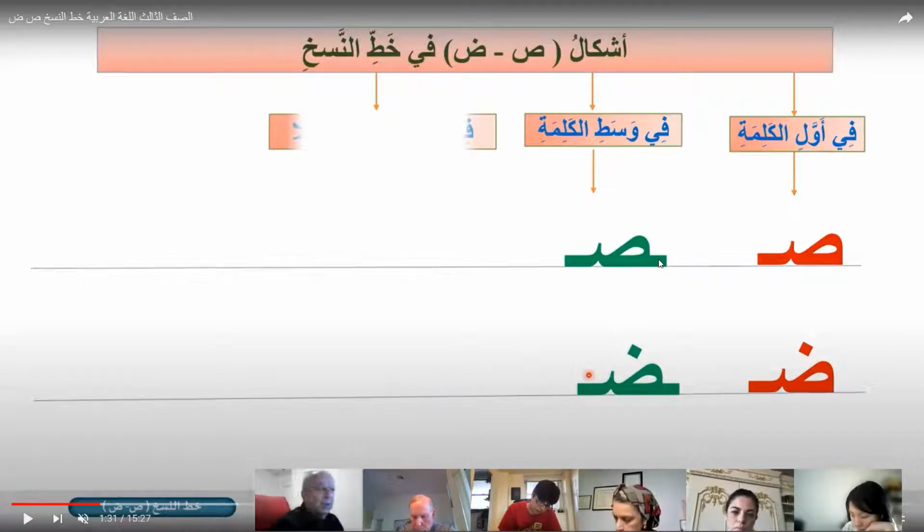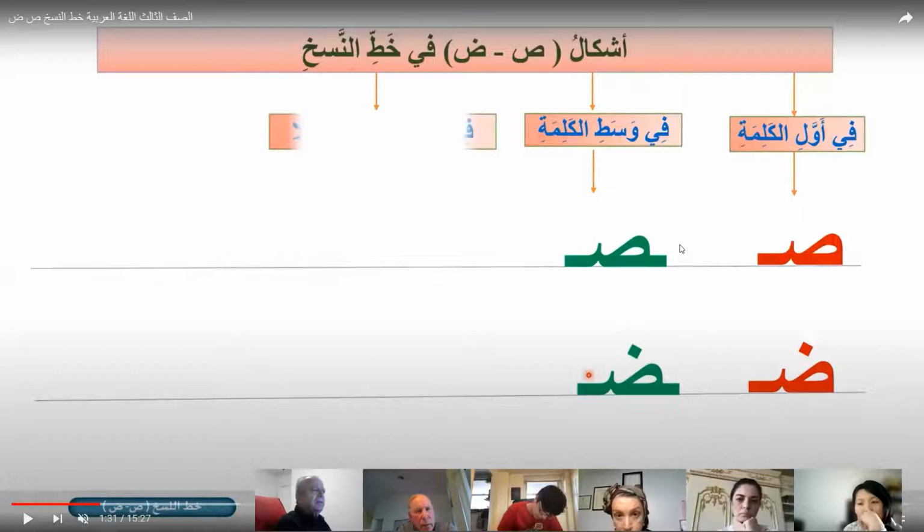And this small thing here means it is connected to a letter before. Now you remember all of the Arabic letters connect to the letters before them and to the letters after them, except for the 6 letters that we call Dhal-Ra-Zay, something like that. They connect to the letters before them, but never to the letters after them.